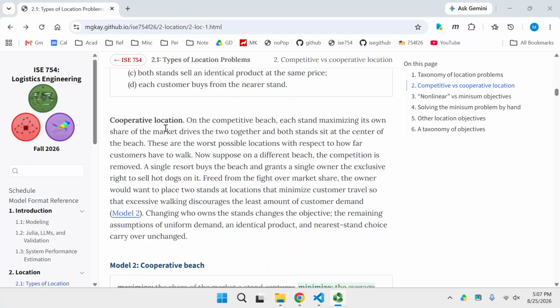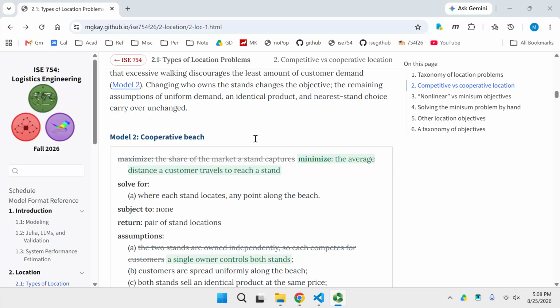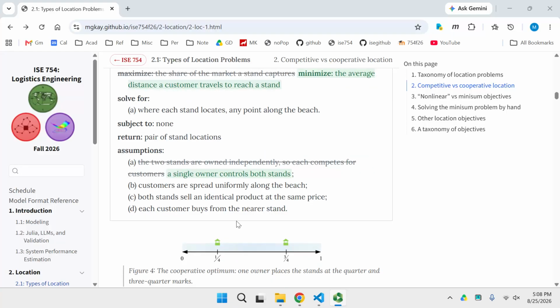In contrast, we can also look at a cooperative location problem. And here, imagine the beach, say of that beach or a different beach, has been acquired by one company and they want to set up a resort. So for this problem, instead of competing for business, the 2 stands can actually share the customers. Well, the final result would be, in this situation, that the 2 hot dog stands could be located at the 1/4 mark and the 3/4 mark.